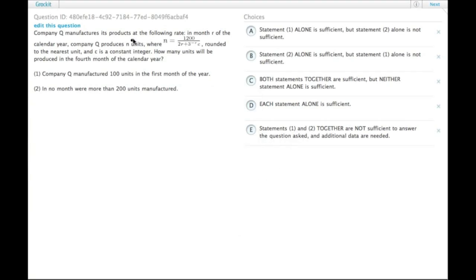So company Q has a formula for manufacturing its products, and the rate is given in this formula, which has three variables. N is the number of units that it produces, R is the number of the month, and that appears twice in the formula, and then there's also a constant C. So if we need to find out how many units will be produced in the fourth month of the calendar year, that tells us that R equals 4.